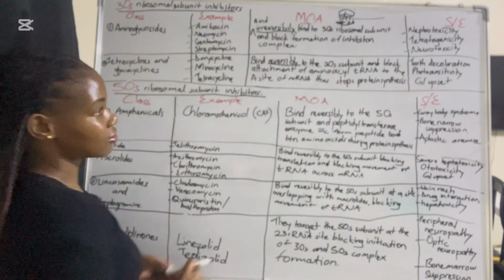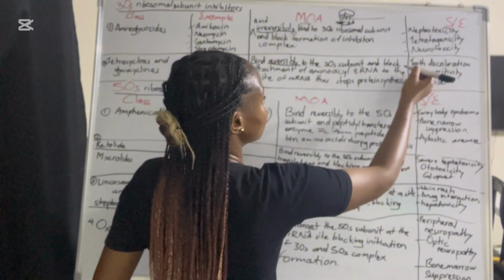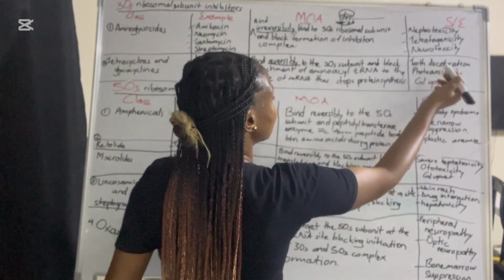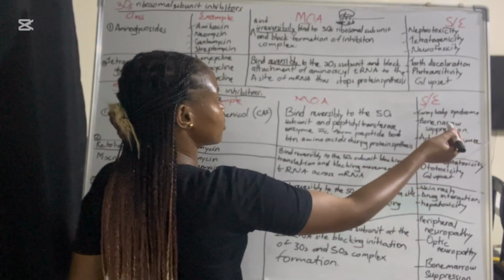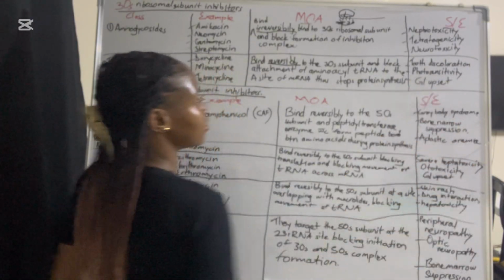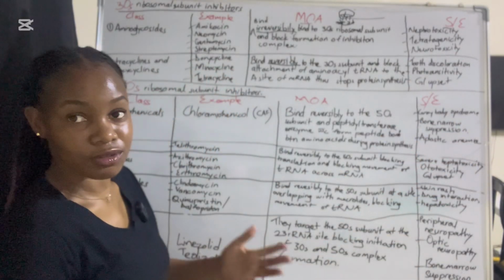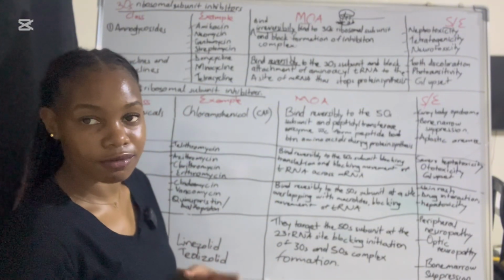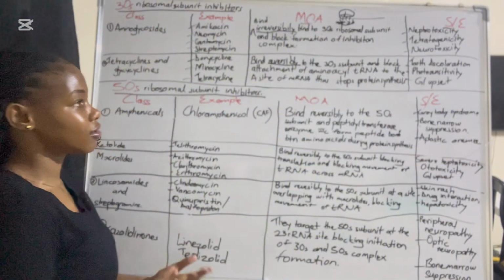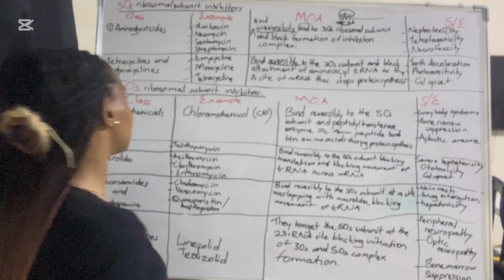Very easy things. Our side effects we are having tooth discoloration, photosensitivity, and GIT upset. In the previous lecture, I also told you GIT upset is divided into three: nausea, vomiting, diarrhea. Just in case you've lost the other answers, you can put that.